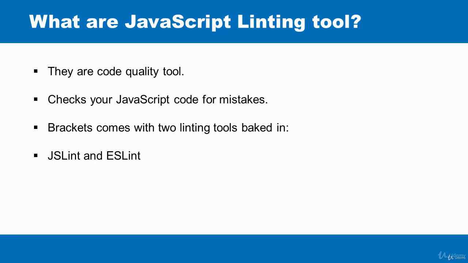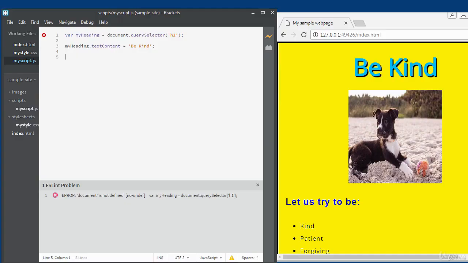So it has JSLint and ESLint. They are both baked into the Brackets text editor. So if you've got the Brackets editor installed, you should have JSLint and ESLint. They both basically do the same thing. They check for errors, but they do it in different ways. So they can check for things like syntax errors, or if your JavaScript code is not valid, it will highlight such errors.